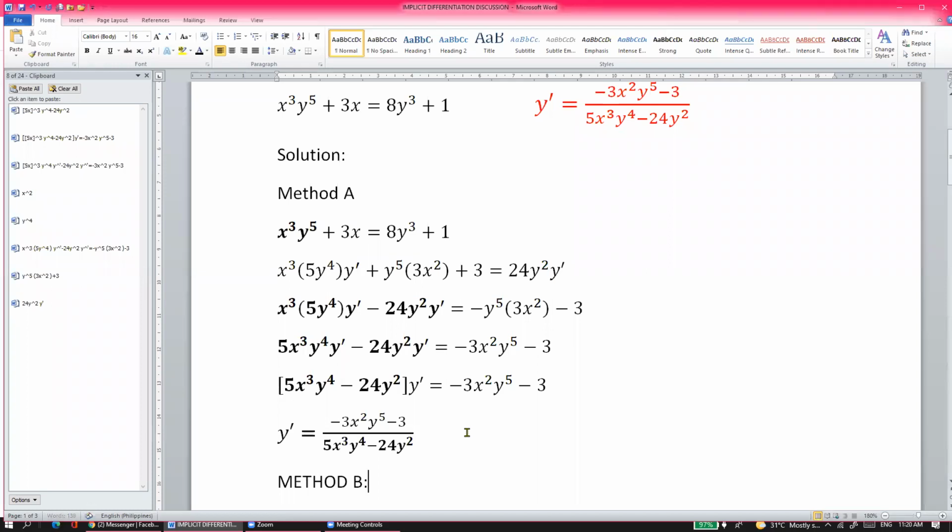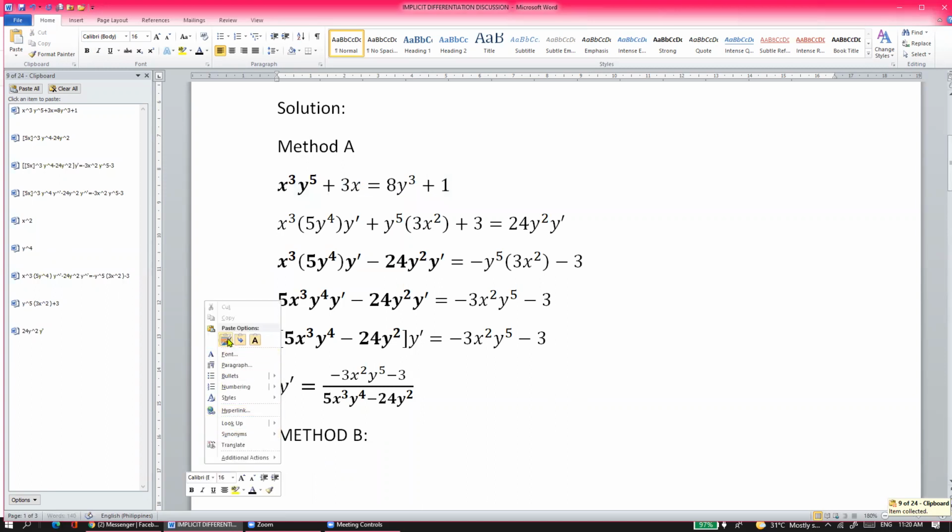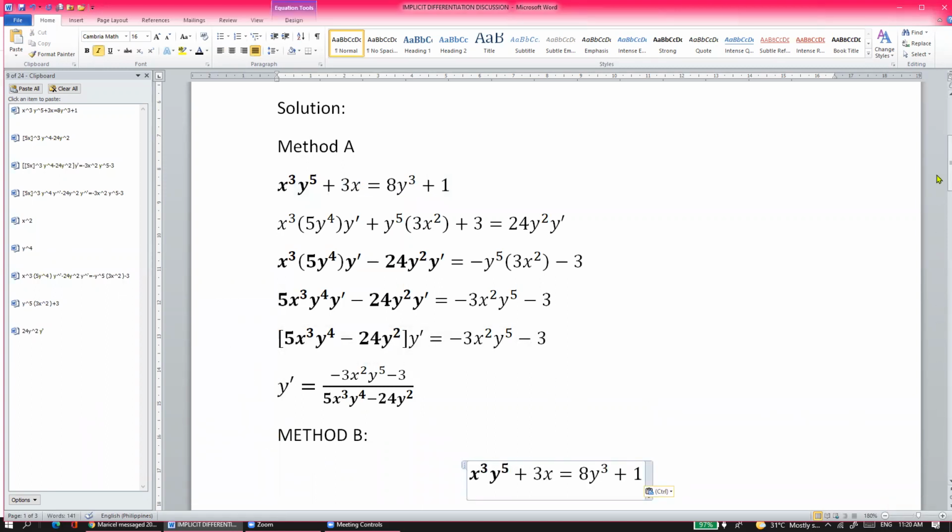Yan. So this is now our method B. So copy-paste ko lang yan, kasi isosolve natin uli yung equation. Hanapan uli natin ng derivative. Ito siya.